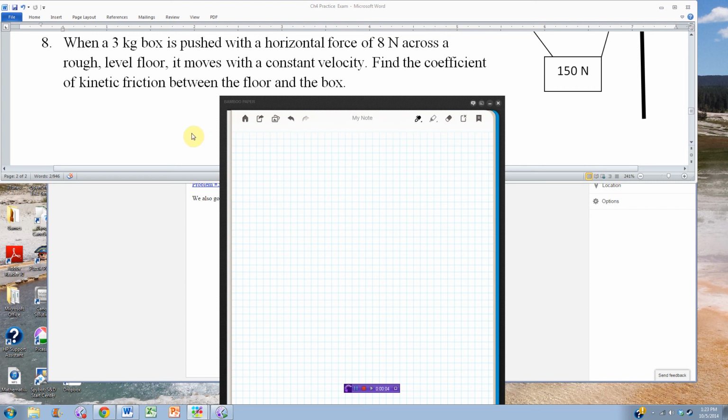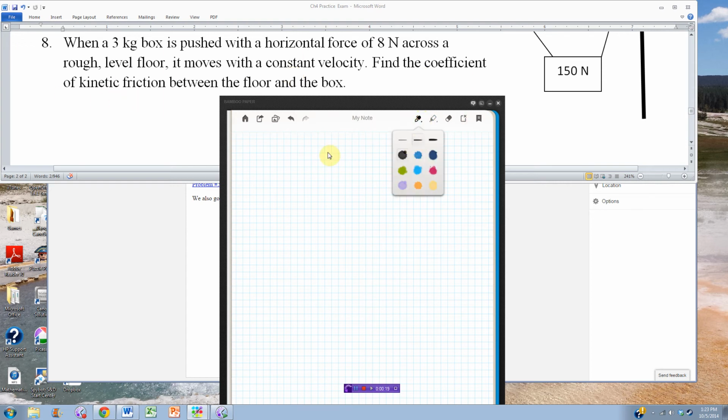Chapter 4 Practice Test Number 8. When a 3 kilogram box is pushed with a horizontal force of 8 newtons across a rough, level floor, it moves with a constant velocity. Find the coefficient of kinetic friction between the floor and the box.